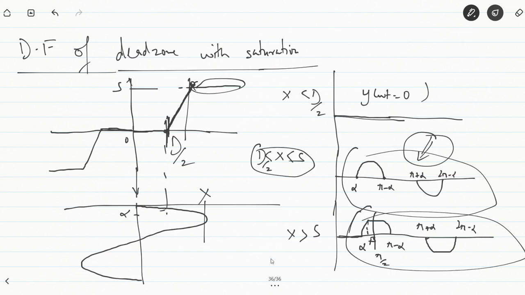This is an assignment for you. Find the describing function of dead zone with saturation for the third case. For the first case, the describing function will simply be 0. For the second case, we have already found the describing function of dead zone, and this will be similar to that. For the third case, you have to find out the describing function.